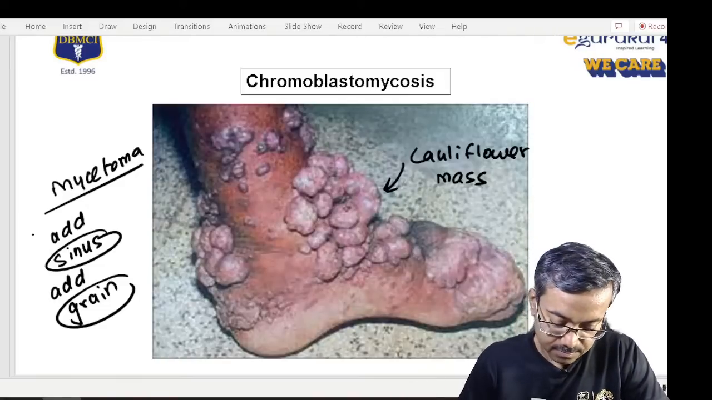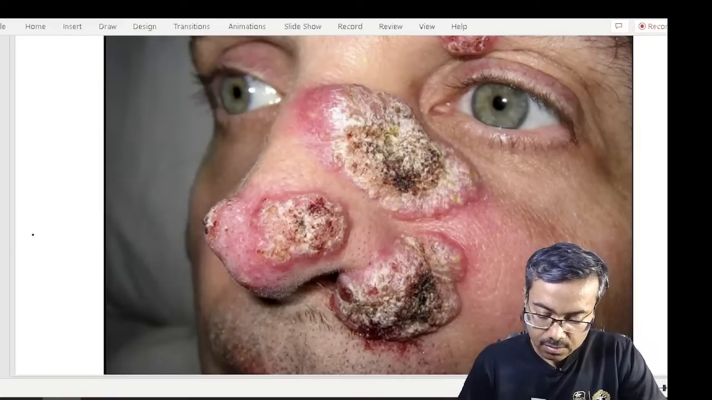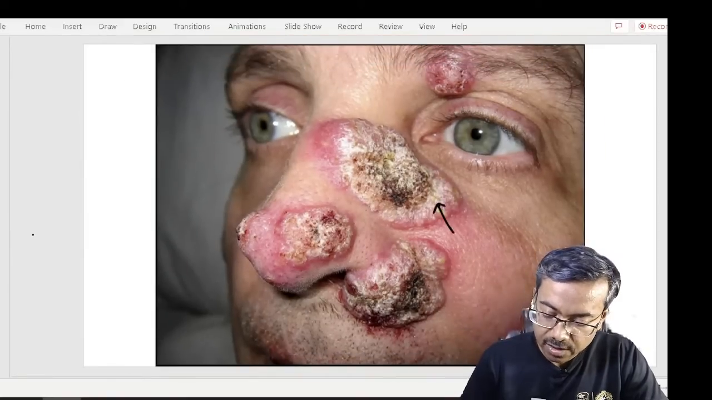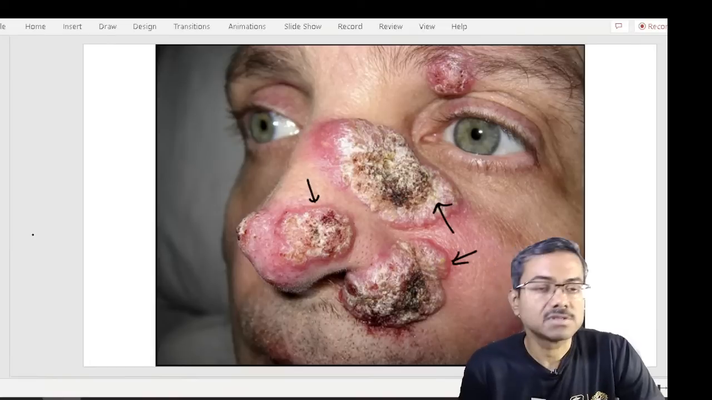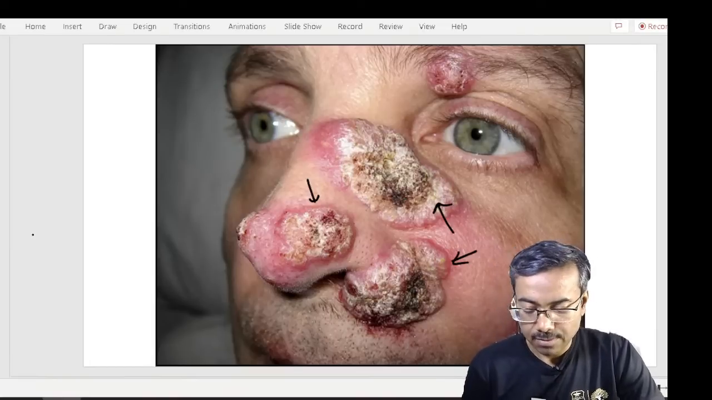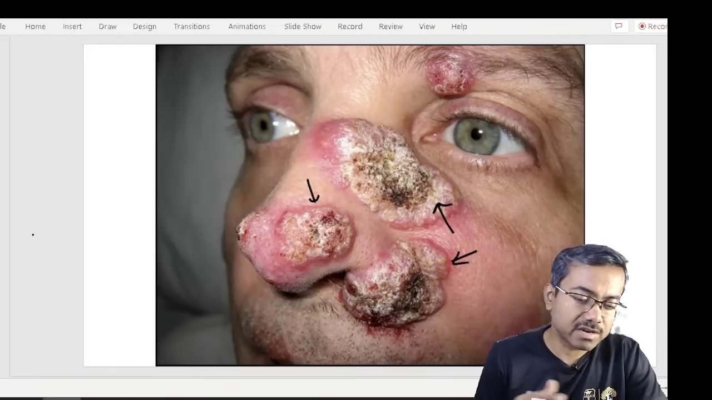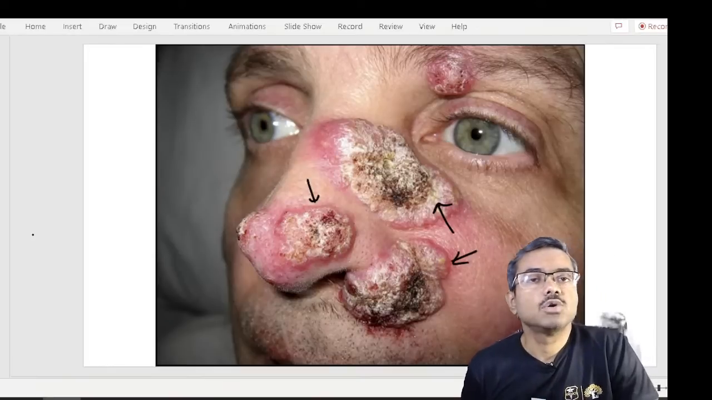Got it? Okay. Now, this is again a big cauliflower-like mass, which can come sometimes. This is again chromoblastomycosis, but these images will not really come. What you just need to know is the overall concept.